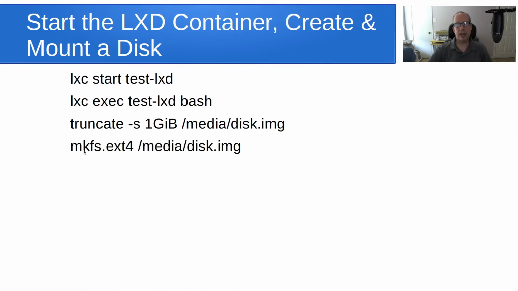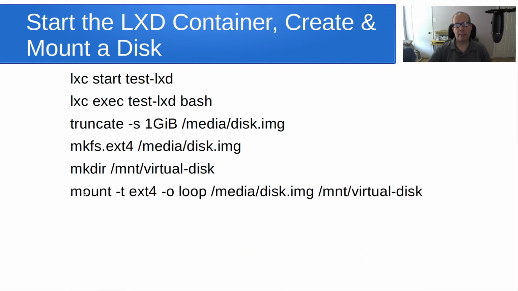Next, I'm going to do an mkfs.ext4 on /media/disk.img. And what that's going to do is format that file as an ext4 file system. And then I'm going to do a mkdir on /mnt/virtual-disk, which is going to create a virtual-disk folder inside of the mount directory, which will be our mount point for our new virtual drive.